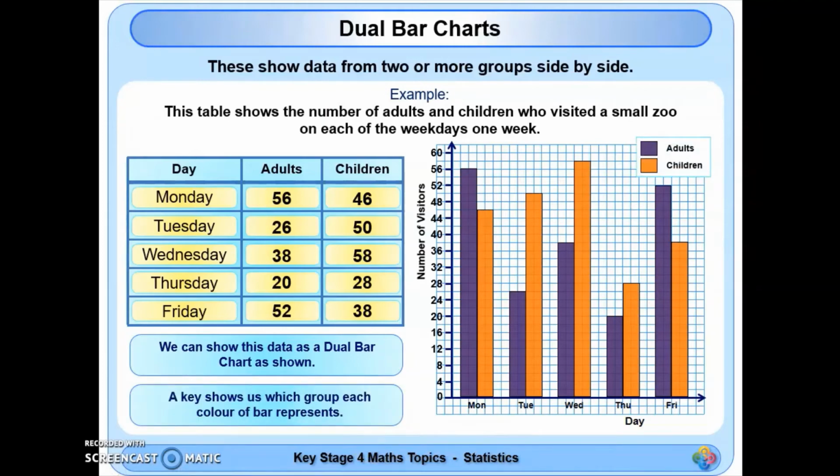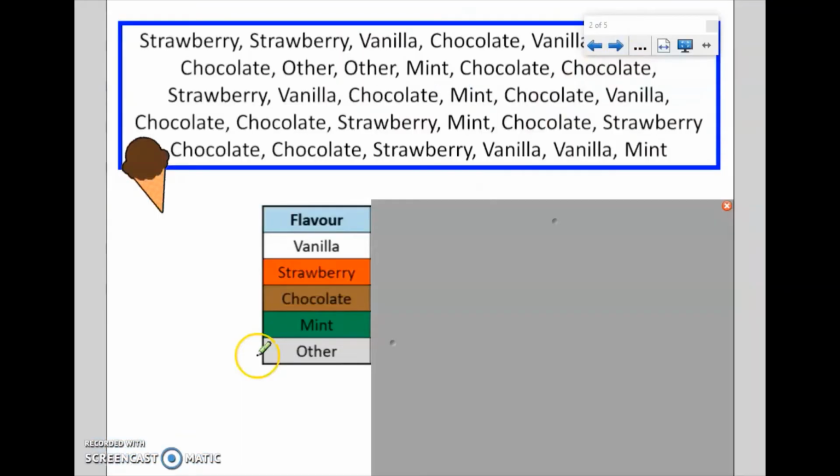With a dual bar chart, we'll also need to add in a little key just to make sure that we can distinguish between the data we are plotting. So in my example, I have coloured the adults in purple and the children in orange, and a little key there explains the data so we have a bit of context.